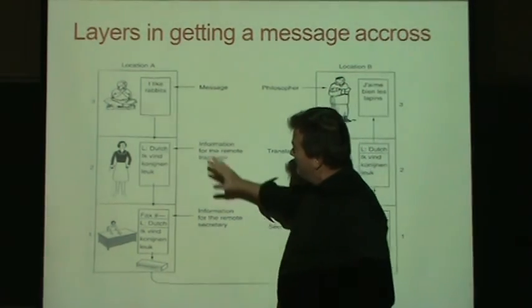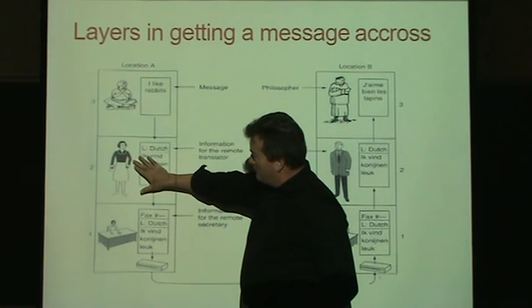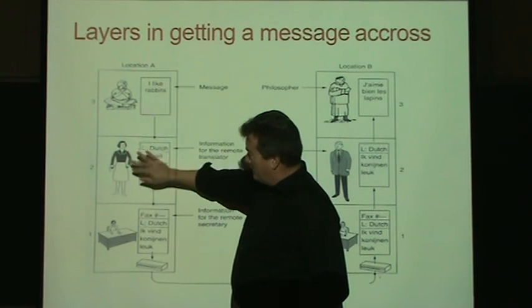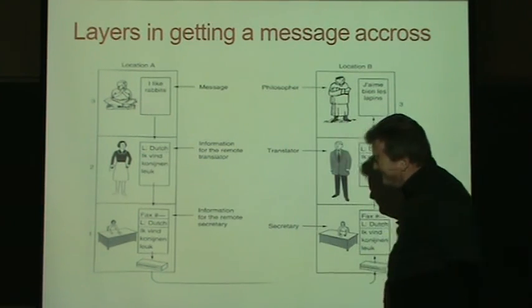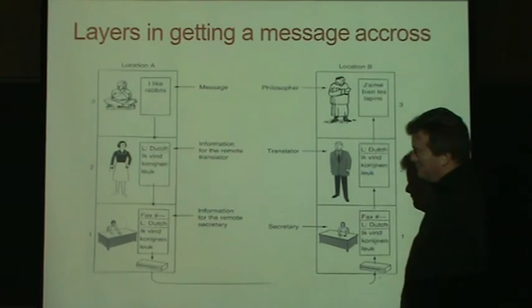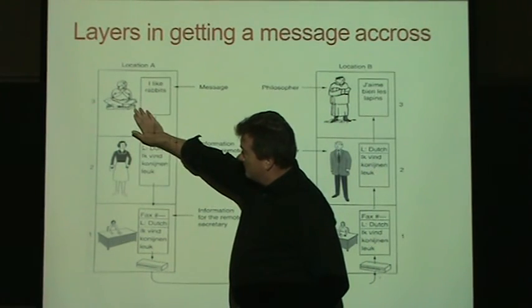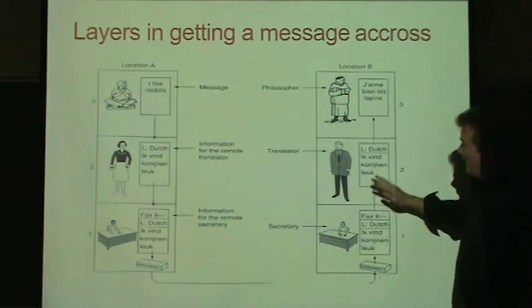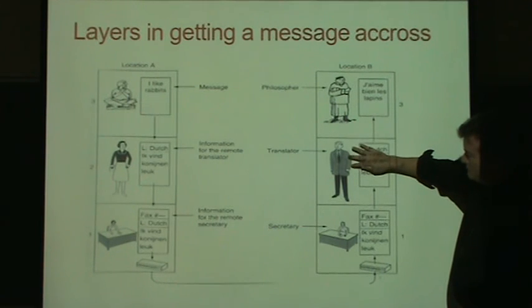So this person happens to work in the same building with a person who speaks English and Dutch. I think the author of our textbook is Dutch. Maybe that's why Dutch was chosen. So this person speaks English and Dutch. This person speaks English. And this person speaks French only, but he works with somebody who speaks French and Dutch.